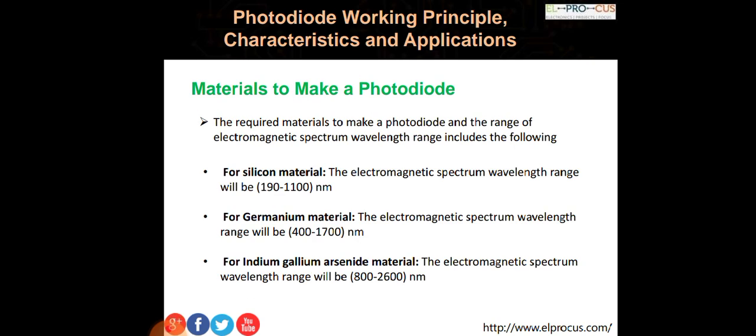Then the materials used to make a photodiode are silicon, germanium, and indium gallium arsenide. So it will produce light accordingly. Silicon gives a wavelength range between 190 and 1100, germanium produces 400 to 1700, and indium gallium arsenide produces 800 to 2600, right? So these wavelengths are given by the material. The intensity of light depends on the wavelength of the material.